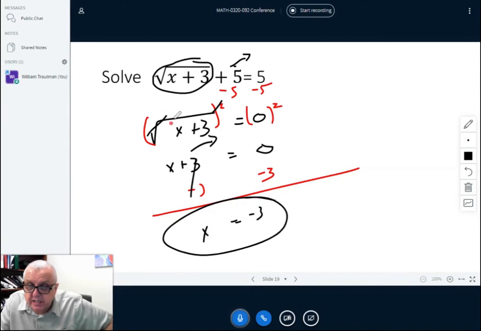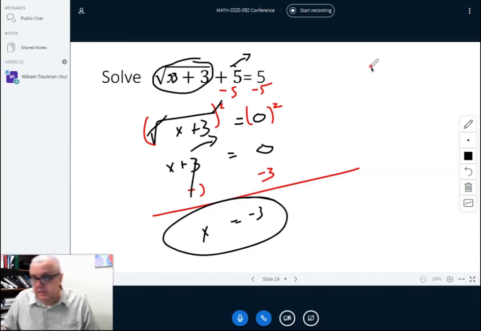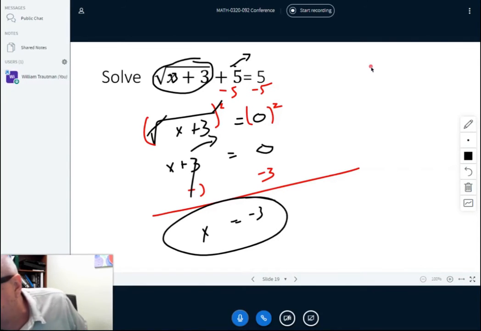Do you see, if I plug negative 3 back into the original problem, negative 3 plus 3 is 0. Square root of 0 is 0. 0 plus 5 is 5. 5 does equal 5. So you can plug it back in and verify that the answer is correct.